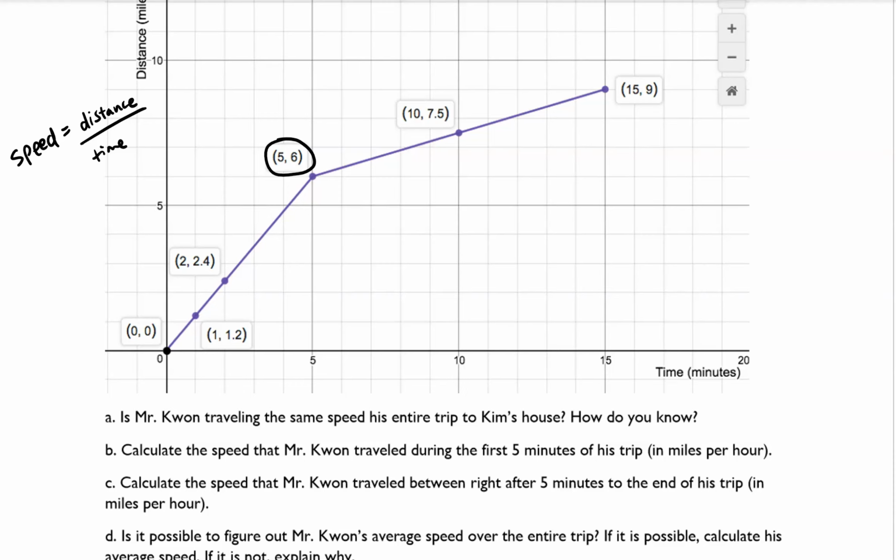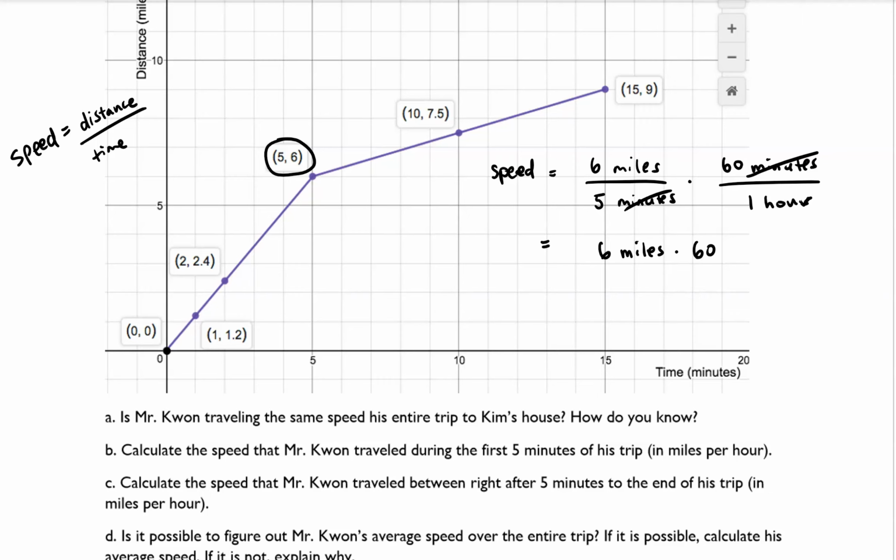That ordered pair, 5, 6, means that after 5 minutes, I have traveled a total distance of 6 miles. So my speed during the first 5 minutes would be 6 miles divided by 5 minutes. However, I need to convert that into miles per hour. I know that there are 60 minutes in 1 hour. If I multiply these values, the minutes will cancel out. So I just want to multiply 6 miles times 60 over 5 times 1 hour.